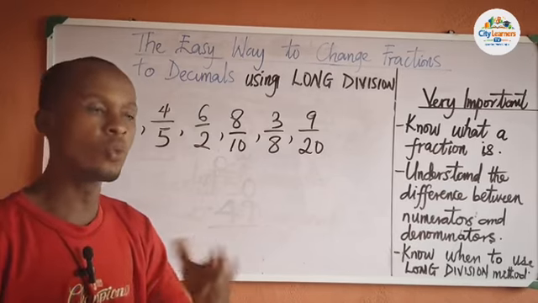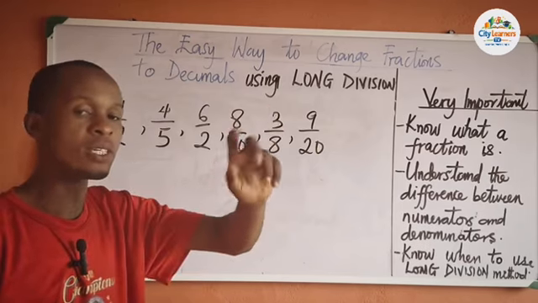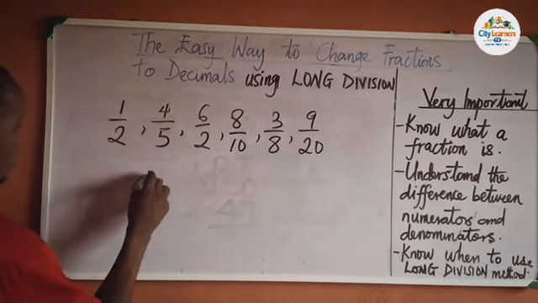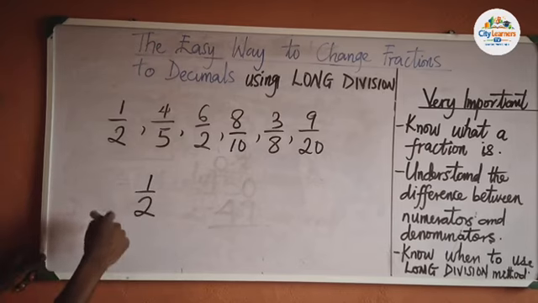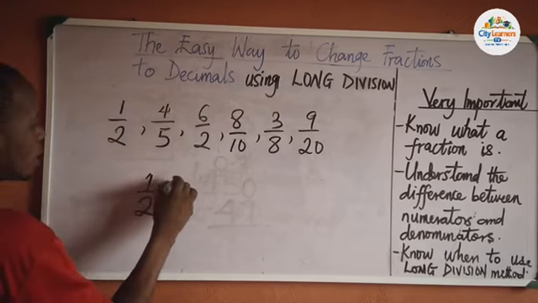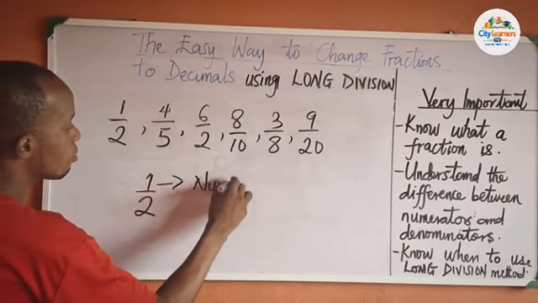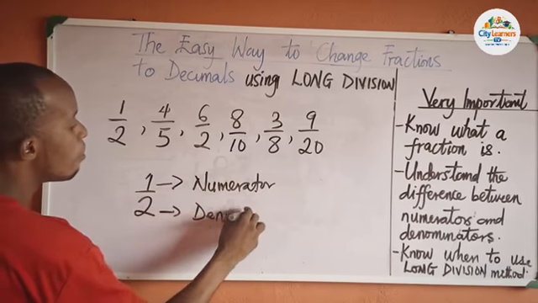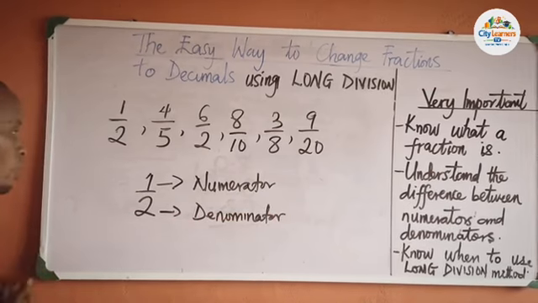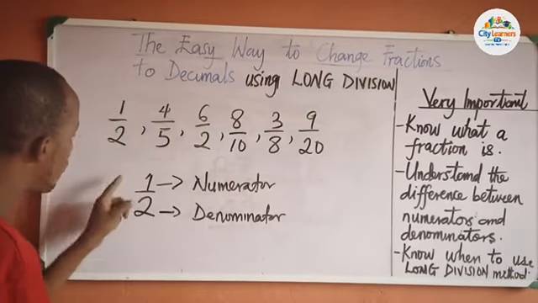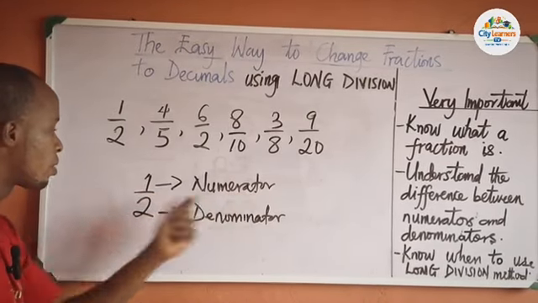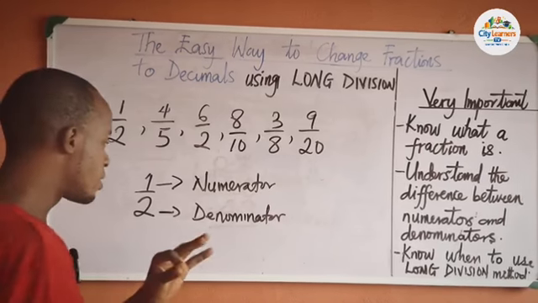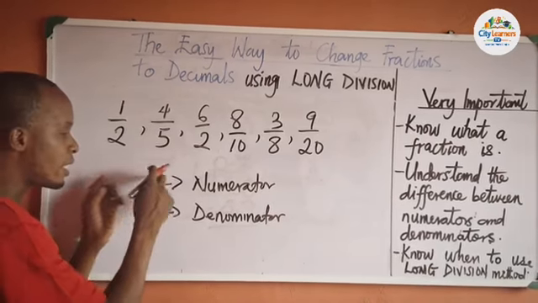How then will I know which is the denominator and which is the numerator? Let's pick the first fraction, for instance, 1 over 2. In 1 over 2, the number above, being 1, is the numerator, and the number below is the denominator. In other words, in a fraction, the number above this middle line is called the numerator, and the number below it is the denominator.